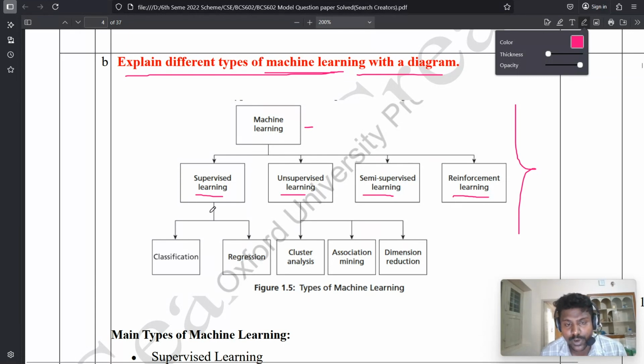In supervised learning, they are categorized into two types: classification and regression. These are the two types in supervised learning. Unsupervised learning is classified into three types: cluster analysis, association mining, and dimension reduction. You can write it like this only. It is also available in your textbooks, and you need to write the figure name also, like these types of machine learning.